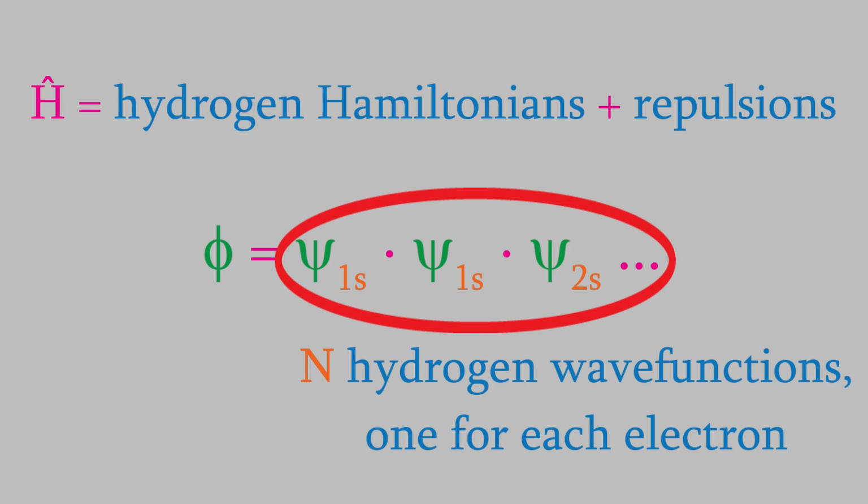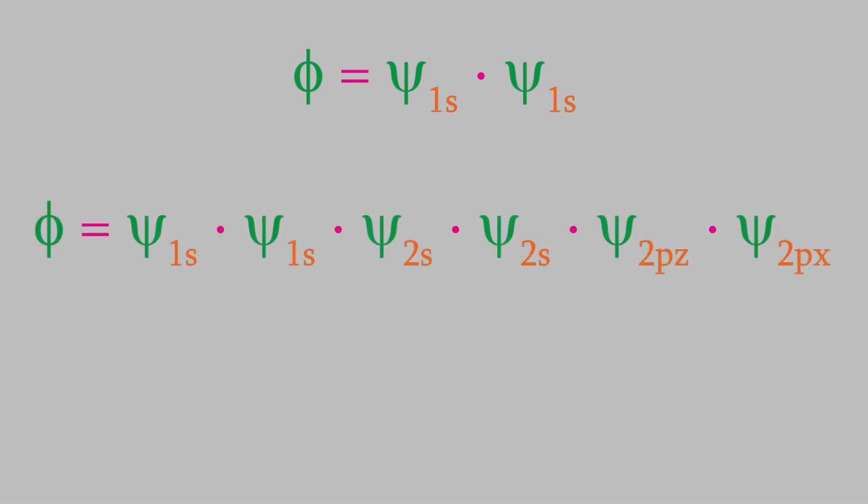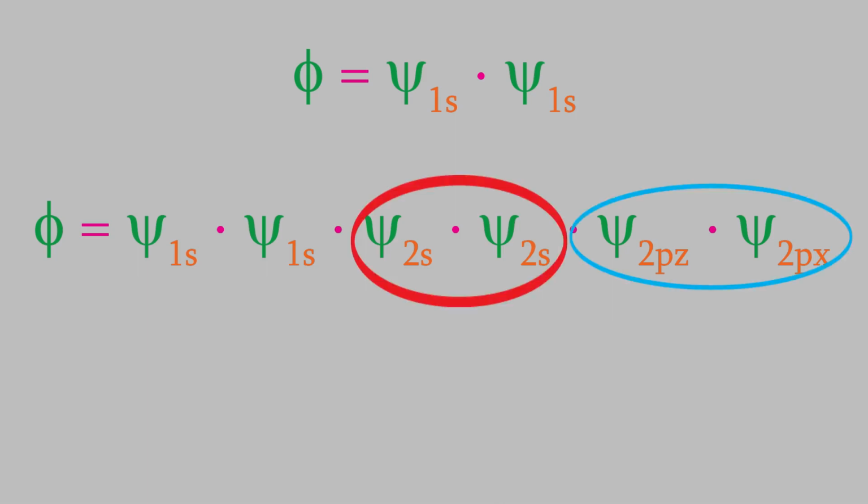For example, if we have a helium atom, our trial wave function could be this, where each hydrogen wave function is for a 1s electron, since we know that's what the electrons are in a helium atom. If we had a larger atom, like carbon, some of the hydrogen wave functions in our trial wave function would be for higher orbitals, like 2s or 2p.